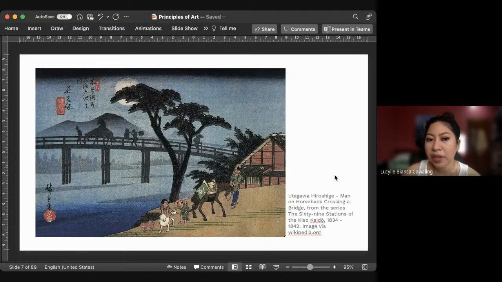And then you also have a symmetrical balance, just like this one by Hiroshige. This is titled The Man on Horseback Crossing on a Bridge. It is a series from the 69th station of the Kiso Kaido. This was made in 1834 to 1842.